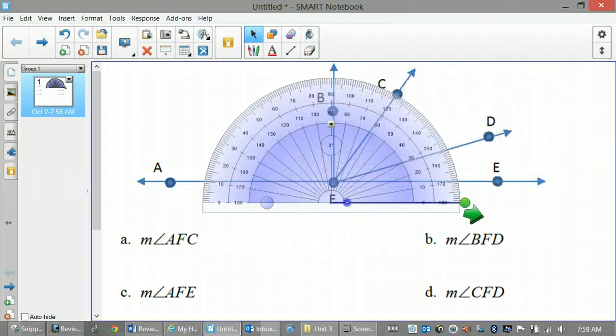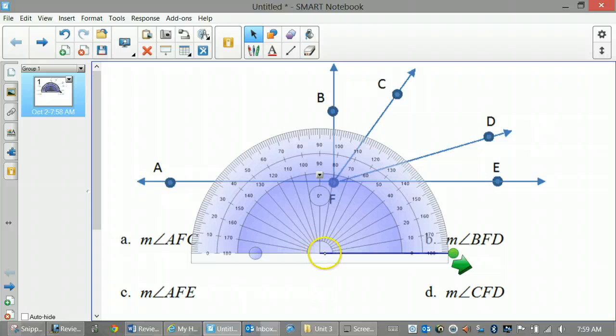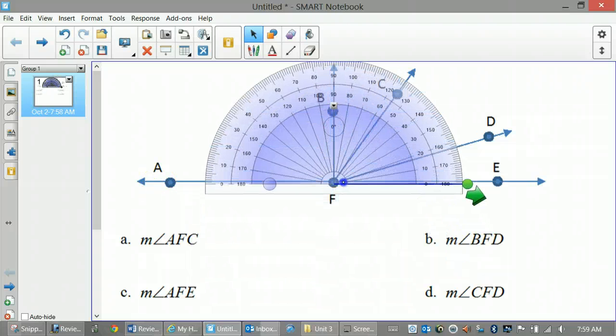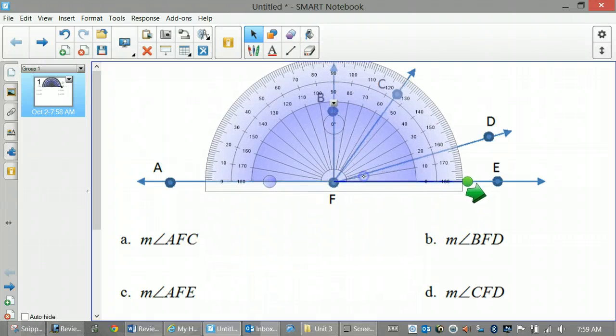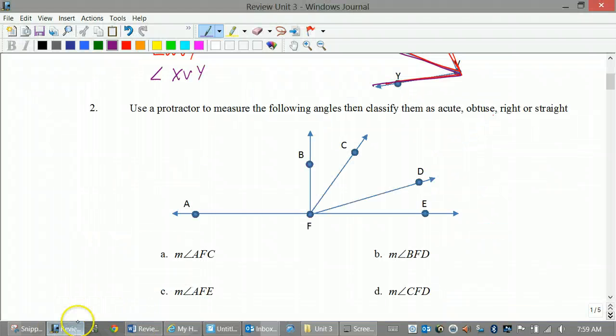Remember, we need to line up the protractor's little spot right at the vertex of angle AFC. So angle AFC is this one. That's going to be an obtuse angle. To measure it, we line it up, make sure that ray is on the 0 line, and take a look. First maybe we're thinking it might be 55, between 50 and 60, but it's actually not, because it's an obtuse angle, so it has to be 125 degrees, and it's obtuse.